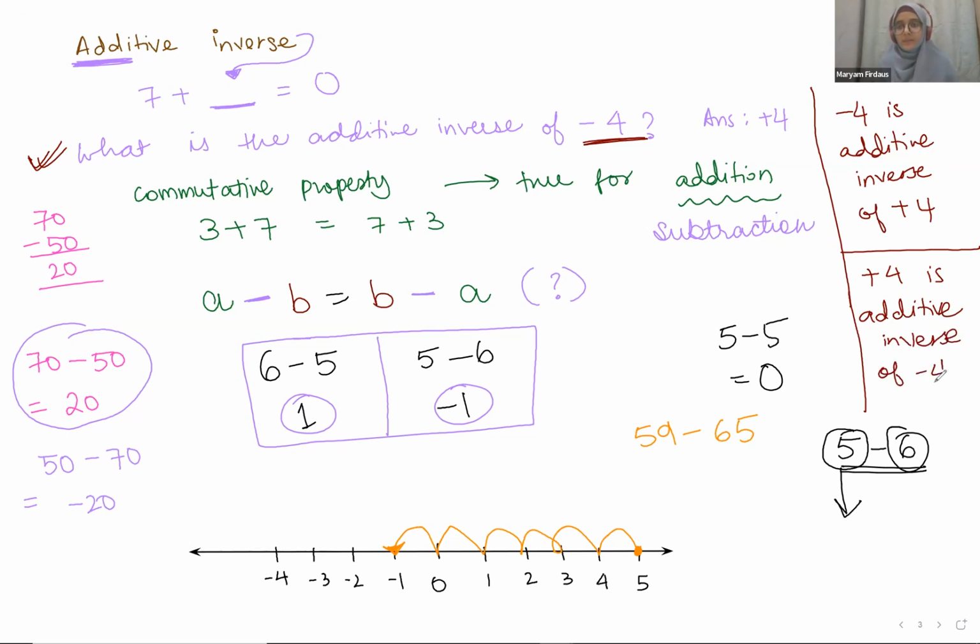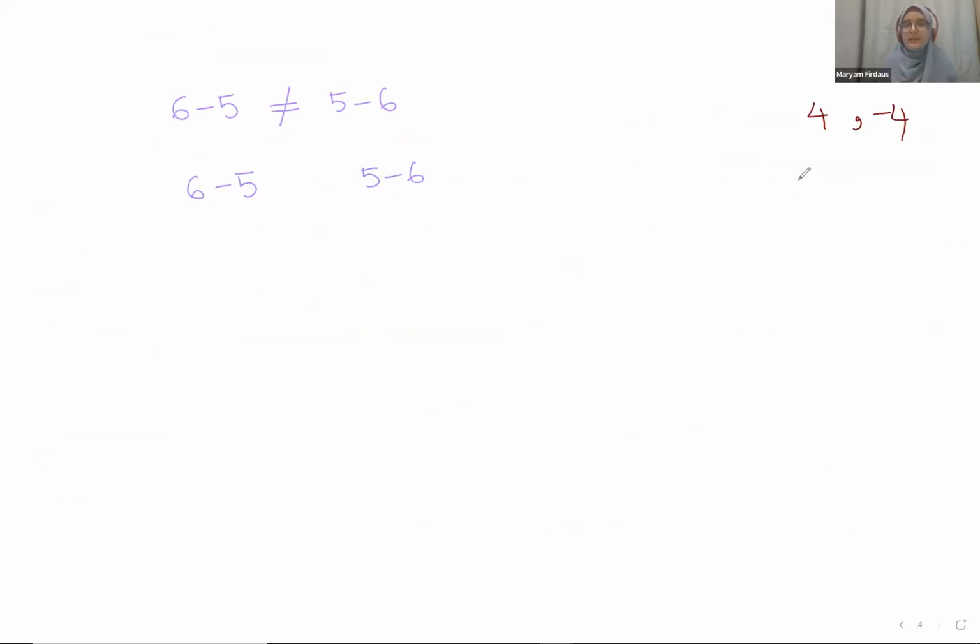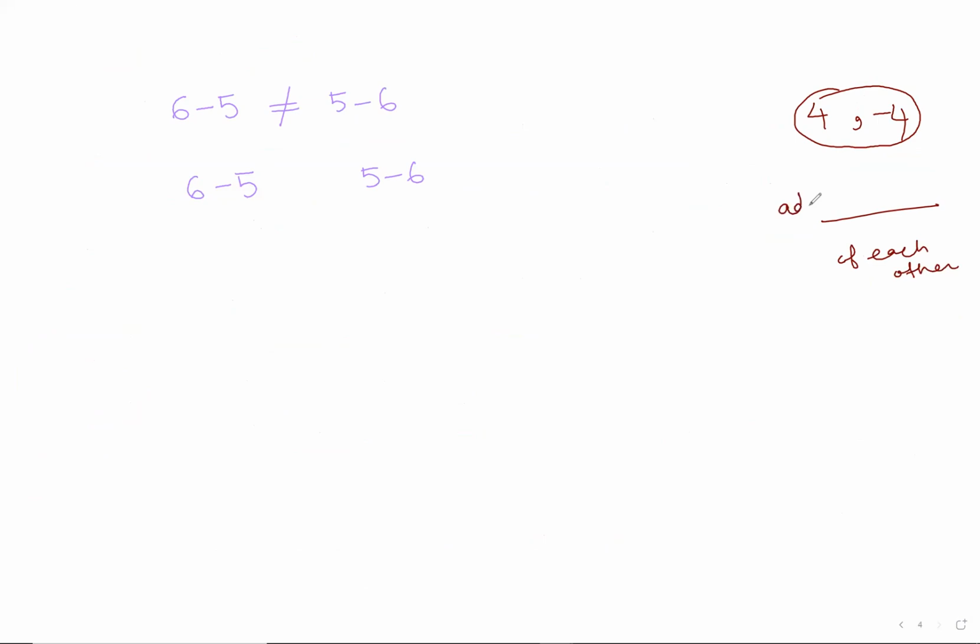Any doubts still here? No. So once again, what can I say? 4 and minus 4 are additive inverse of each other. Exactly. Very good. Similarly, what can I say about 1 and minus 1? They are additive inverse of each other. Of each other. Very good.